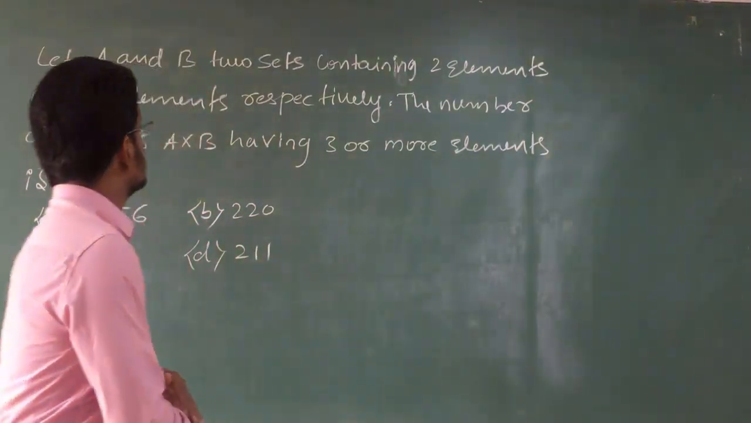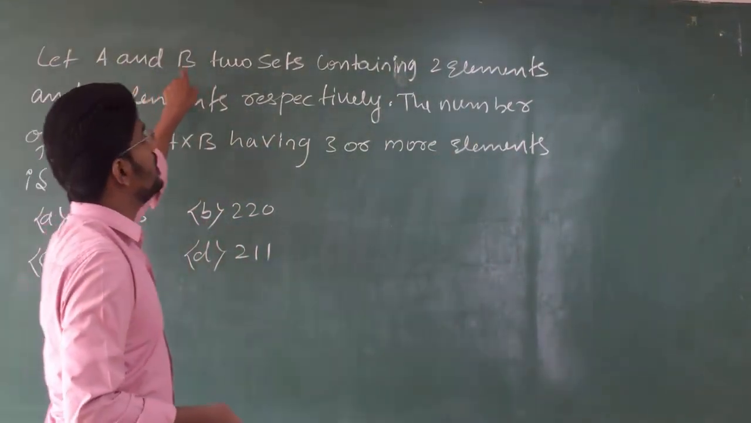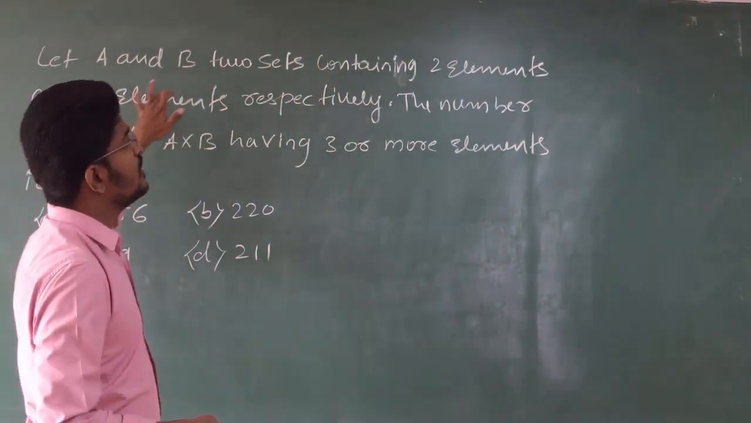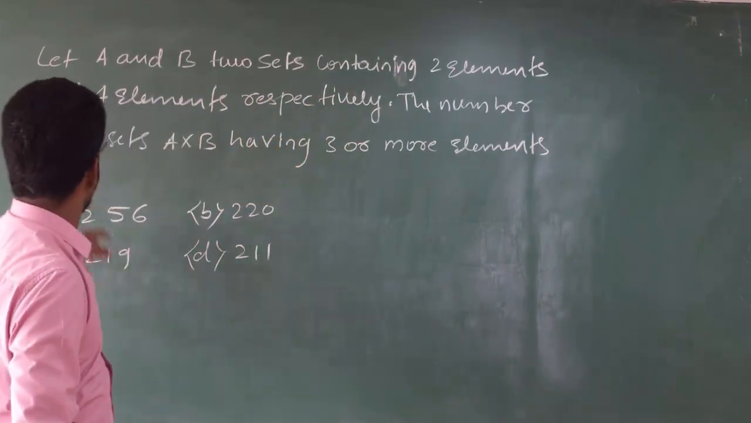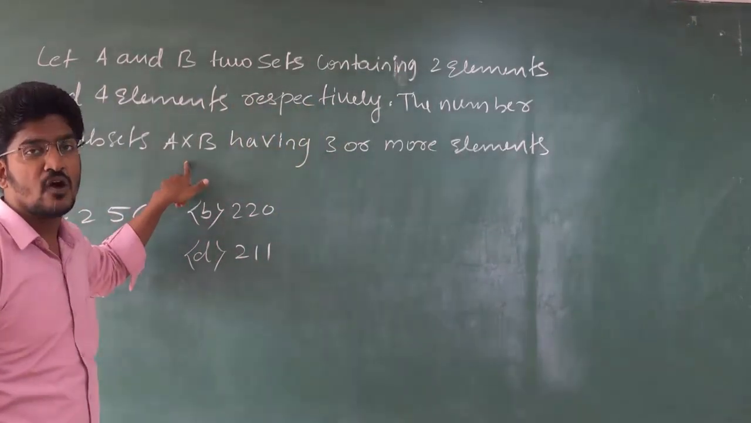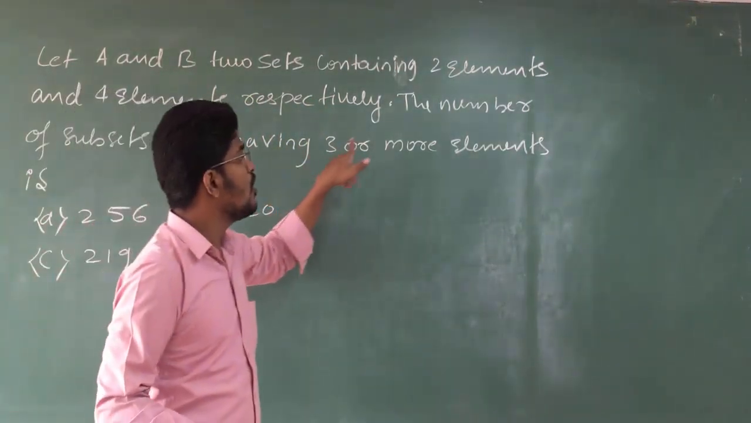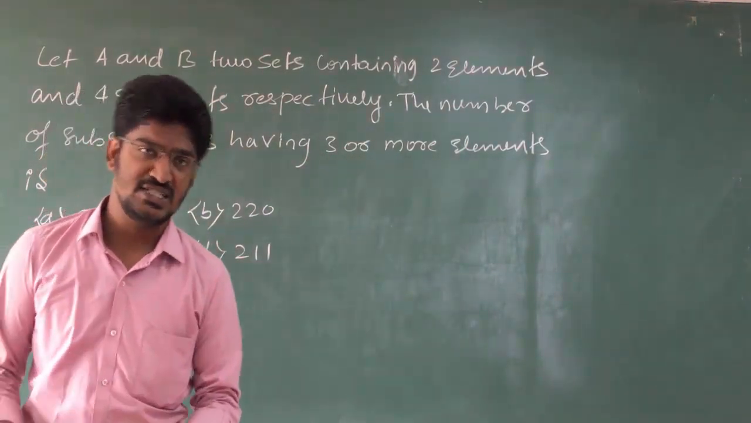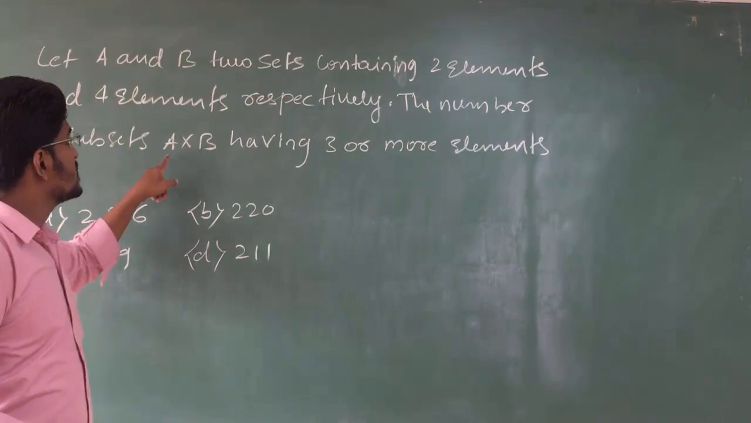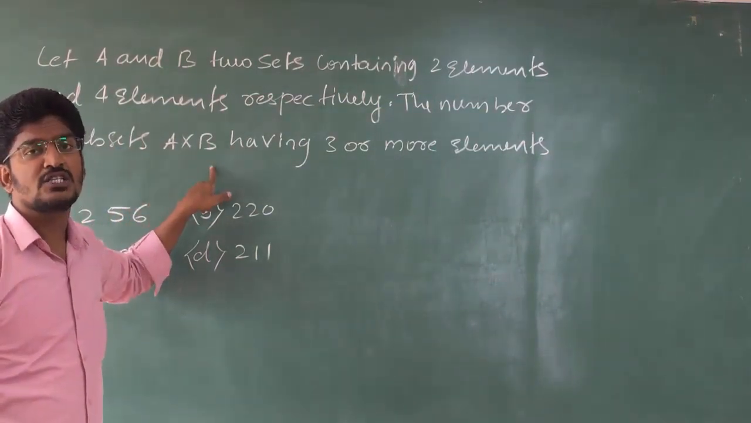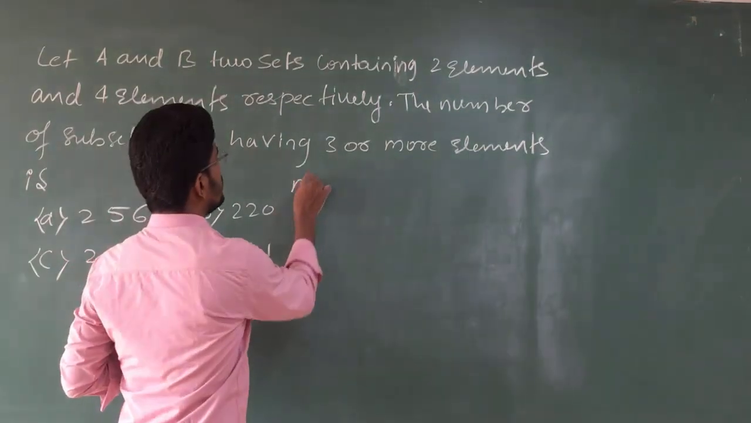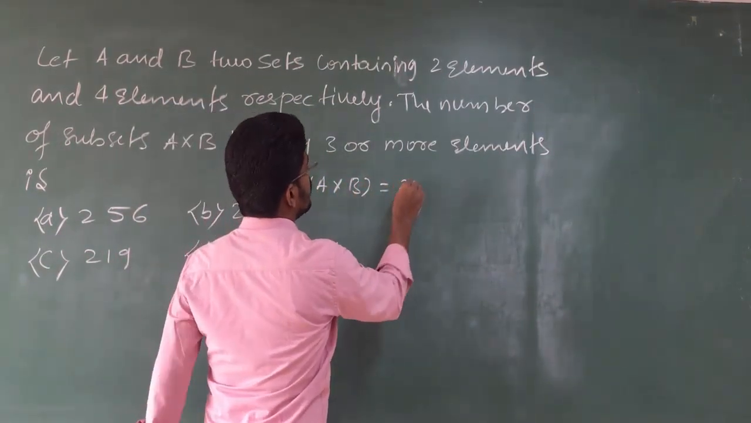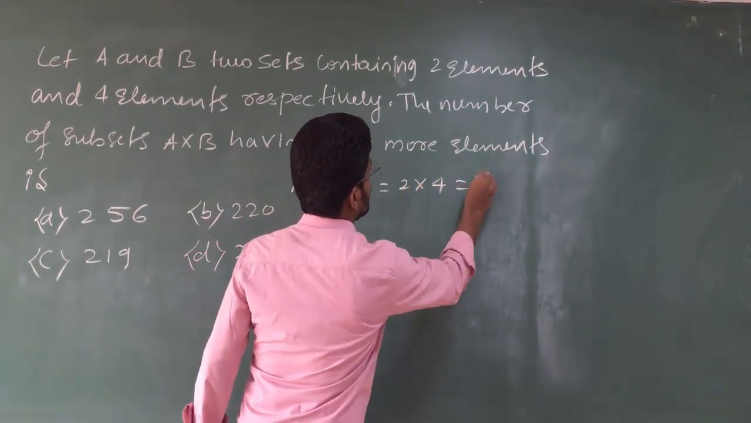Clear? So here they are telling, A and B are 2 sets containing 2 elements and 4 elements respectively. Then the number of subsets of A cross B having 3 or more elements. In the place of n, they are asking 3. That's all. Clear? So the number of elements in A cross B is given by what? 2 into 4, that is equal to 8.